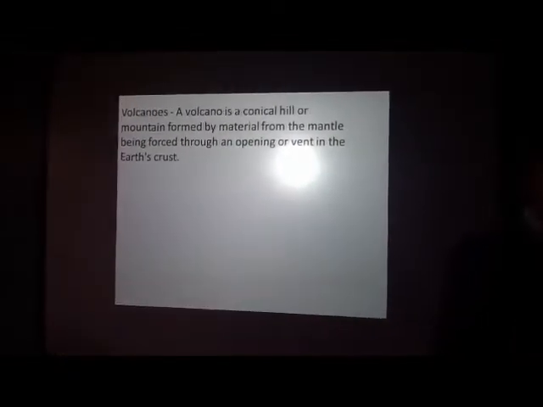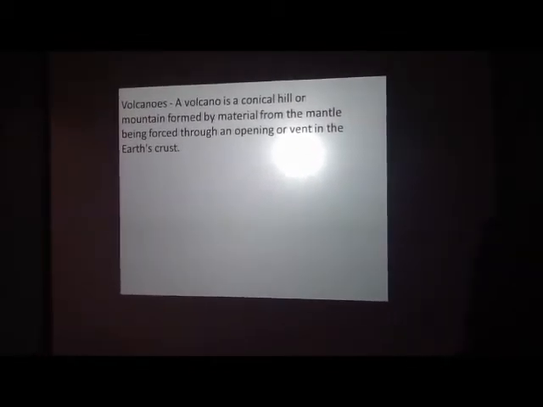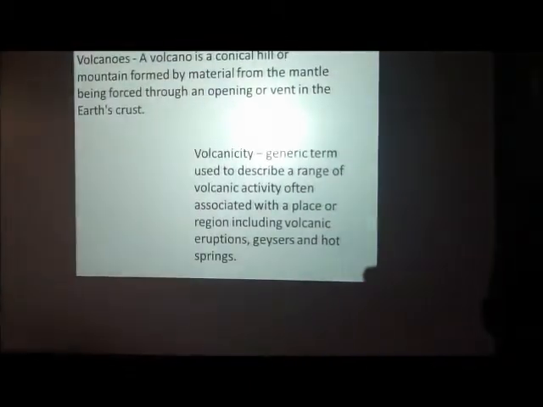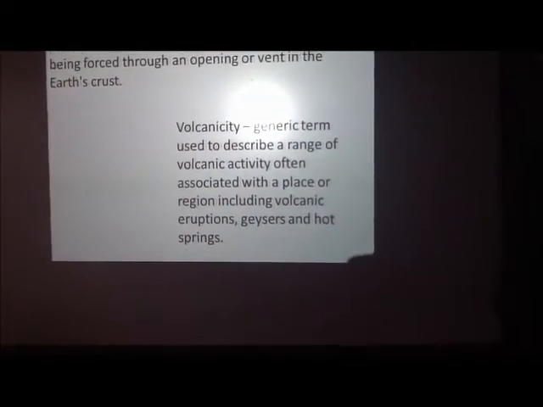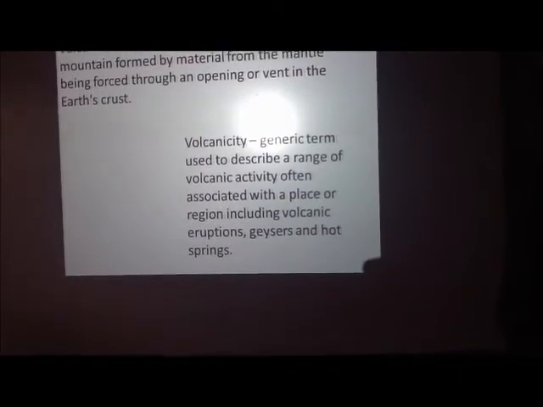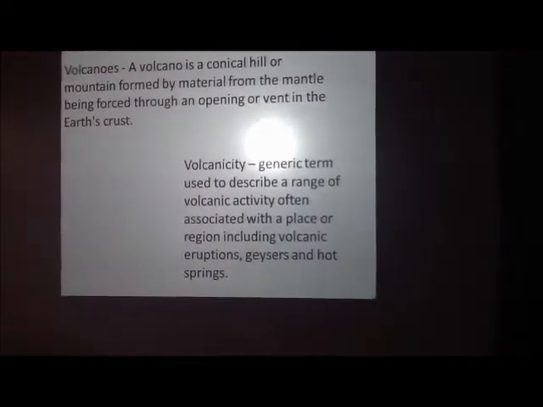A few definitions to get us started. A volcano is a conical hill or mountain formed by material from the mantle being forced through an opening or vent in the Earth's crust. And volcanicity is a general term used to describe a range of volcanic activity often associated with a place or region, including volcanic eruptions, geysers and hot springs.